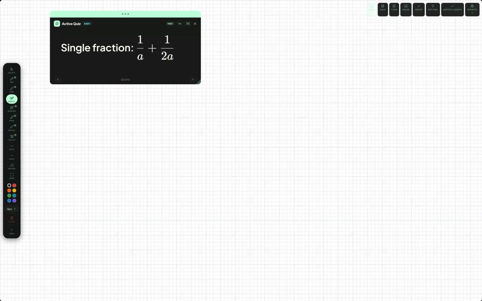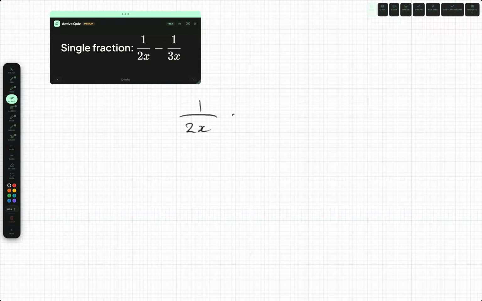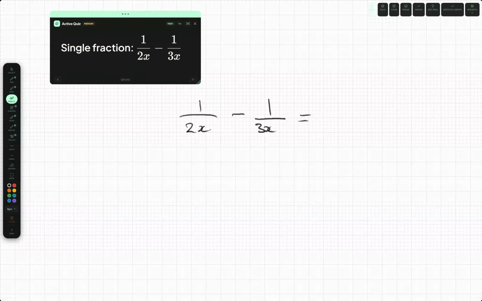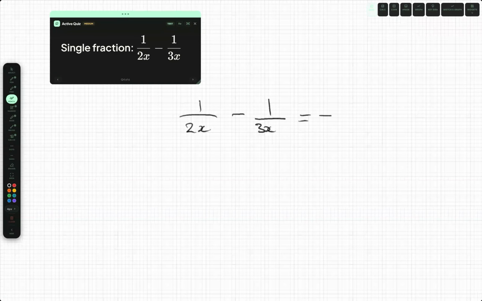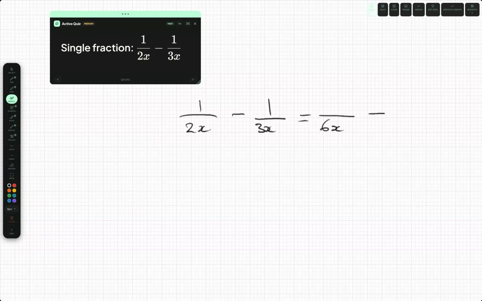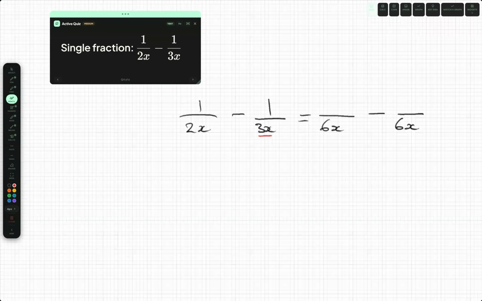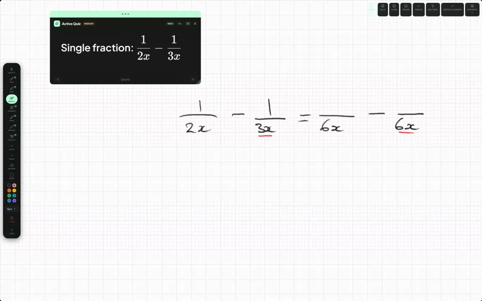Right, next one. So we have 1 over 2x minus 1 over 3x. Again, we're still looking for that lowest common multiple. And in this case, if we think about just the coefficients, we can see that's going to be 6x. So something over 6x minus something over 6x. In order to go from our value here to 6x, we have multiplied it by 2, so we have to do the same thing to the top.